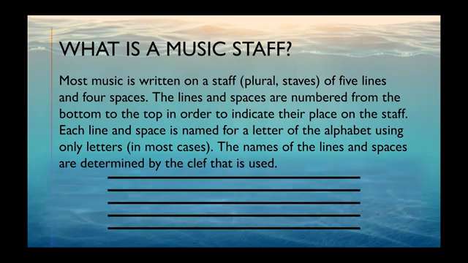So right now, all we have here is 1, 2, 3, 4, 5 lines and 1, 2, 3, 4 spaces. And we'll always start counting from the bottom and then work our way up. So with our lines, we work from the bottom up, and with our spaces, we work from the bottom up. We'll talk about the space above and below, and if we want to go even farther up and farther below, we'll go into that a little bit later.